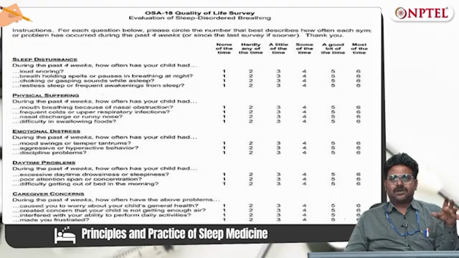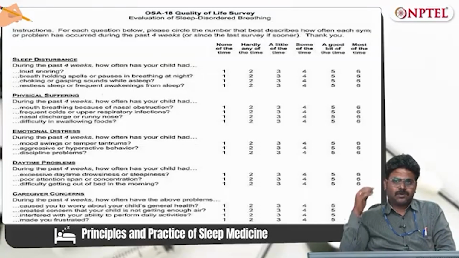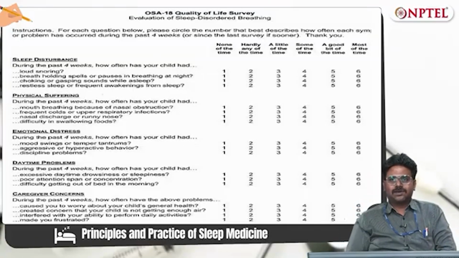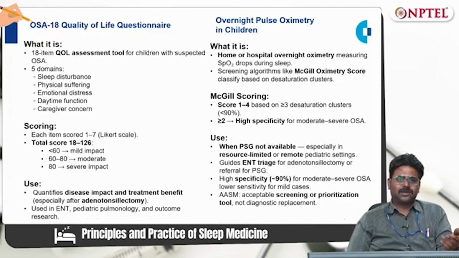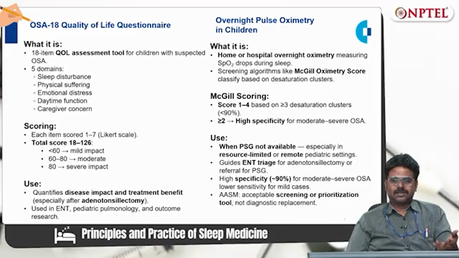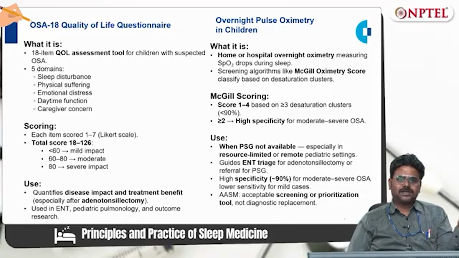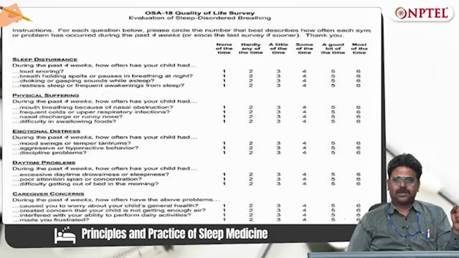This is the questionnaire for the OSA-18 quality of life survey, which carries 5 domains, which include sleep disturbance, physical suffering, emotional distress, daytime problems and caregiver concerns. Each question is scored between 1 to 7, from none of the time to all of the time. And then the total score is between 18 to 126, as already explained, with less than 60 mild impact, 60 to 80 moderate impact, more than 80 severe impact.